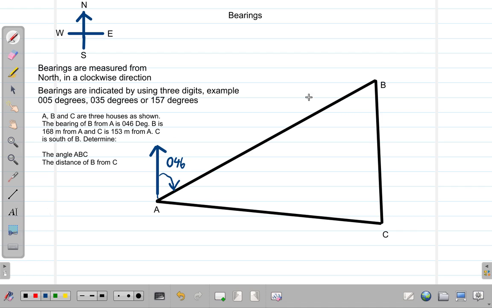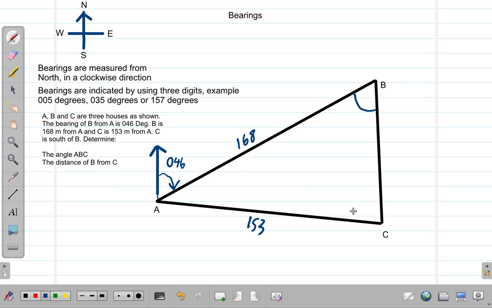B is 168 meters from A. And C is 153 meters from A, so this is 153. You must calculate the angle ABC. B is in the middle, so B is what we're going to calculate, and the distance of B from C.